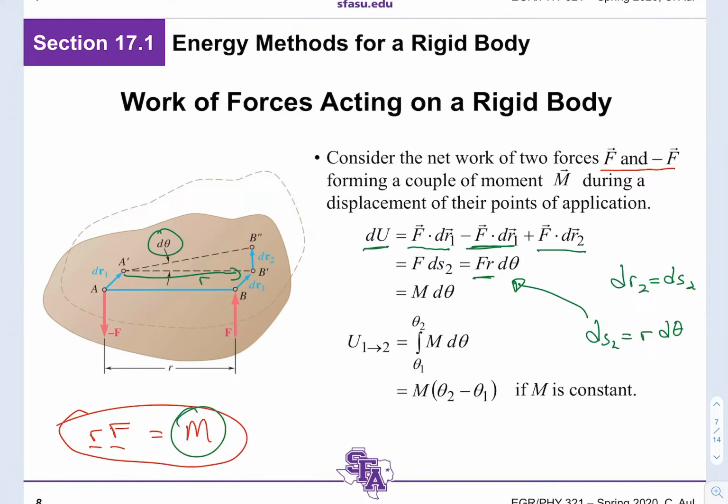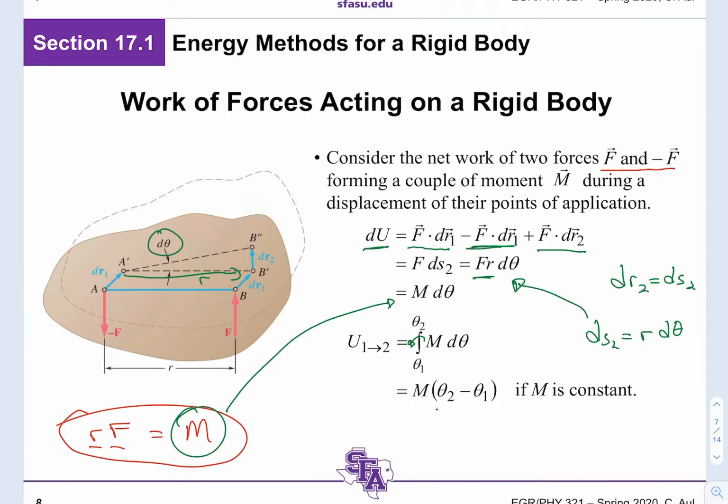If we do that, then ds2 is just going to be equal to my r, because r is the same right here, multiplied by d theta. So I replace this into my equation, and I get an FR term that shows up out front, and then we can replace FR with the moment, M, we see there. Now, if we want to get the total work from 1 to 2, that just comes from this couple, and I can integrate both sides.